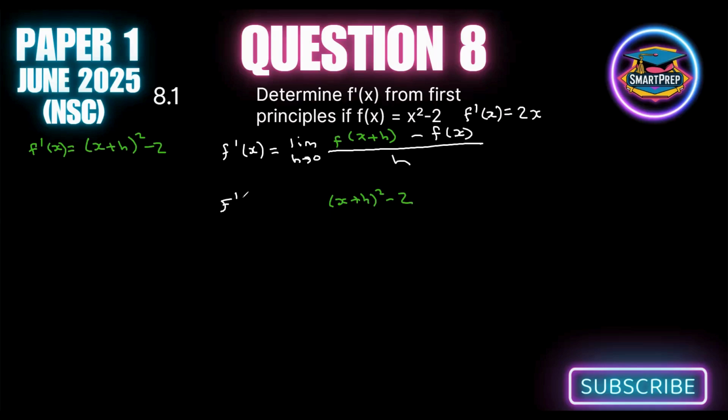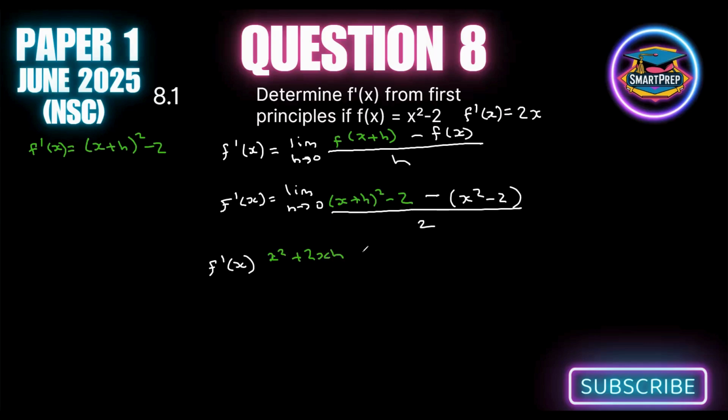So we get f dash of x equals the limit as h tends to 0 of f of x plus h, that's this, minus our f of x, which is x squared minus 2, and that's all over h. Now we times out x plus h squared, and so we get x squared plus 2xh plus h squared minus 2, and then we have minus x squared plus 2.